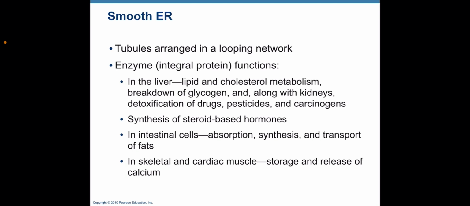So these are going to be things like our stomach, we only have one, our small intestine, our large intestine, and the duodenum. In the skeletal and cardiac muscle, it's going to store and release calcium to help produce and maintain an electrochemical gradient, as well as keeping that muscle moving.